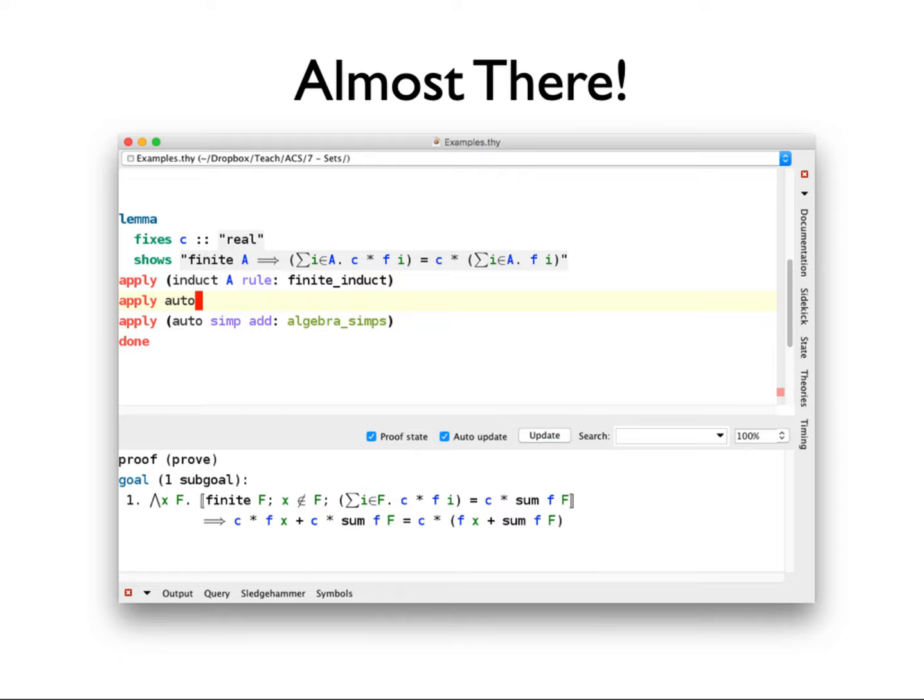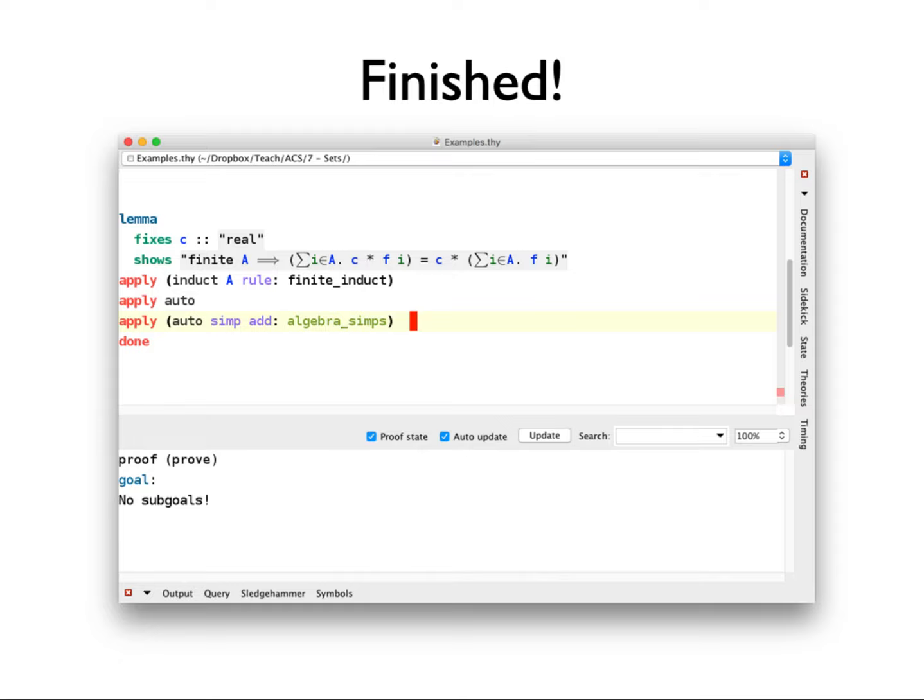We do auto, and we're not quite finished. What is the problem here? We have to look quite carefully at what's missing. So what have we got? We've got C times f x there, and C times the sum. That's on the left-hand side. And on the right-hand side, we've got C times the sum together. So we need a distributive law here. The easiest way to do it is to use this thing, algebra_simps, which I probably told you about a long time ago, and which you forgot about because it's boring. Algebra_simps bundles up together a whole bunch of really obvious facts about addition, multiplication, and 0 and 1, and will solve a whole bunch of things like this.